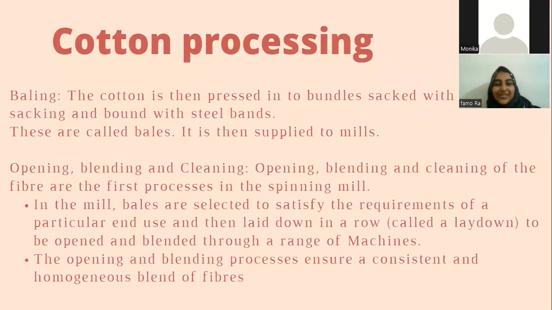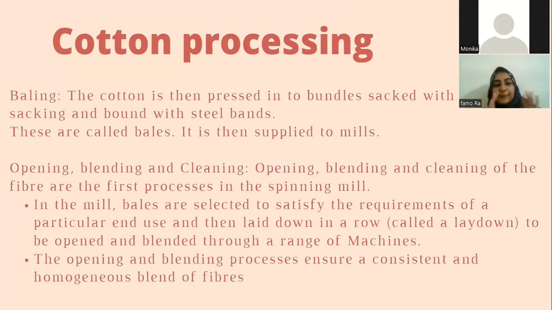Now the next process. We have lint and linters. You separate the linters because you don't want them for making cotton clothes or cotton fabrics. So now you have all the lint, the fibers which are separated from the seed of the cotton.